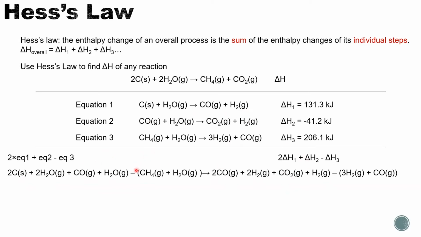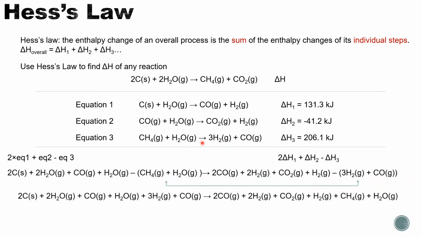Then for equation 3, we need to minus, right? Minus the reactant, minus 1 methane and minus 1 water. Also, we need to minus the 2 products in equation 3, that is minus 3 hydrogen and CO. Okay, we don't usually like the minus sign in the chemical equation, so we can flip them around, move the group from left to right, so the negative sign will become positive. And also we can move the negative sign from the right to left, so the sign can become positive.